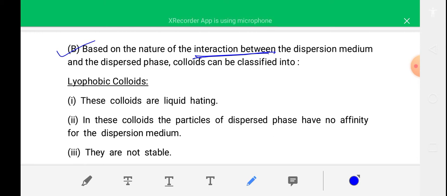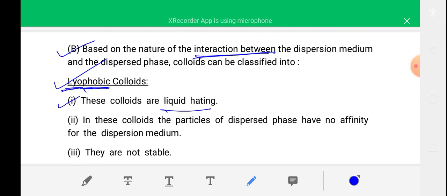Now see the next type of classification, based on the nature of interaction between dispersion medium and dispersed phase. Colloids are of two types based on this: one is lyophobic, another is lyophilic. The first type is lyophobic colloid. These colloids are liquid hating. Phobic means hating, so liquid hating or solvent hating.